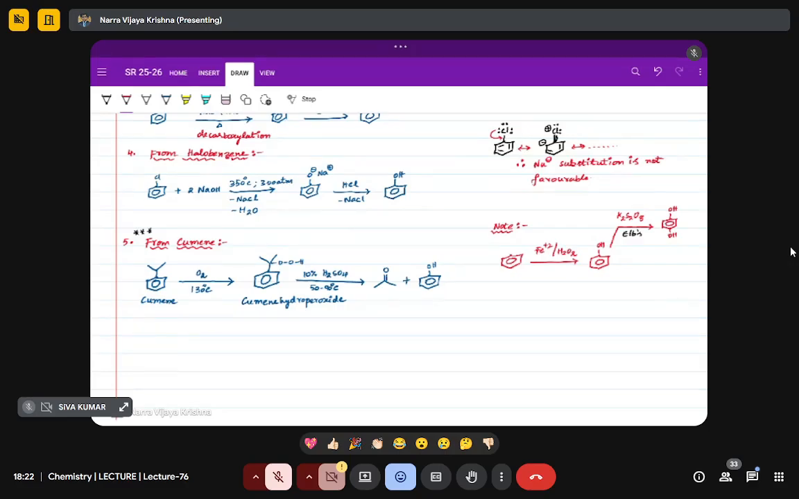Instead of this, if it is allowed to get oxidized with a strong oxidizing agent like H2CrO4 or K2CrO4, then what you will get? If it is allowed to react with oxygen in presence of vanadium pentoxide, V2O5, you get maleic anhydride. Right?